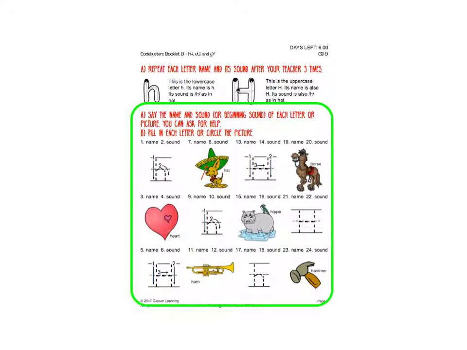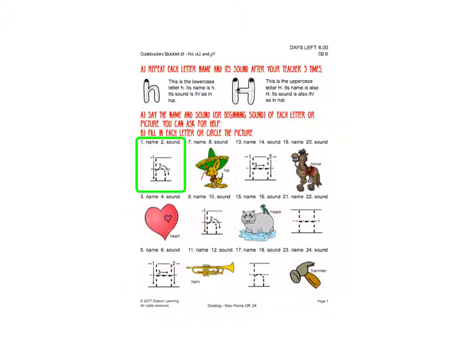Say the name and sound or beginning sound of each letter or picture. You can ask for help if you're not sure what the picture is during class. Then fill in each letter or circle the picture. This first one is the letter H. Its sound is H. And now we can write our lowercase letter h.